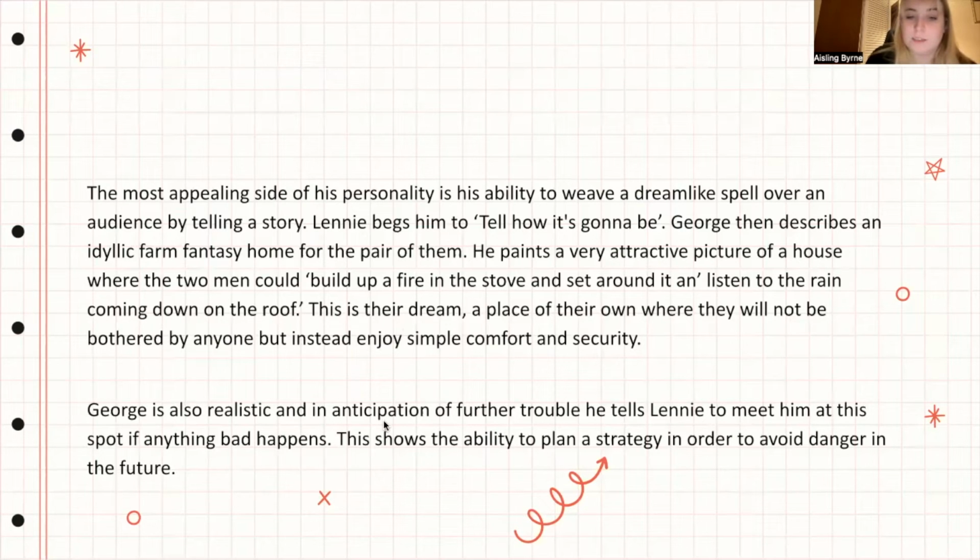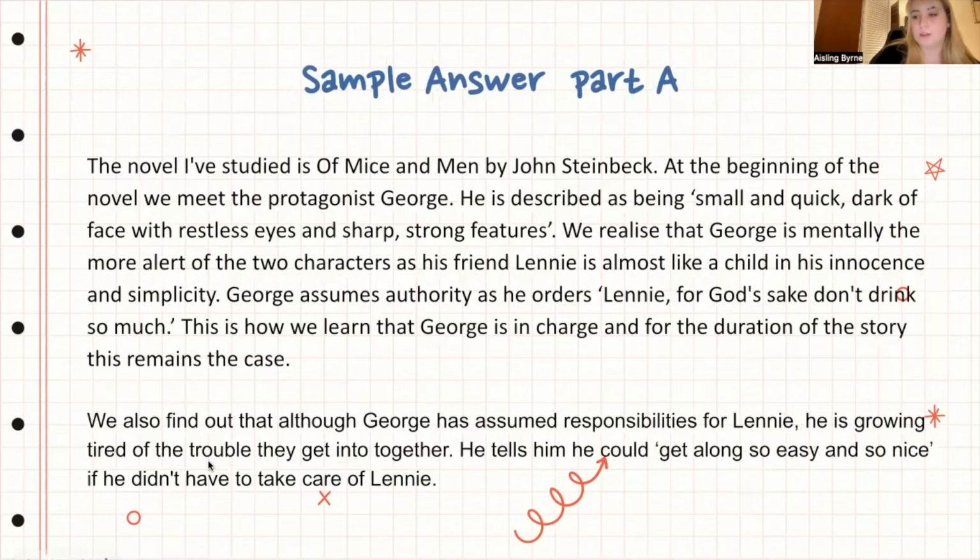George is also realistic, and in anticipation of further trouble, he tells Lenny to meet him at this spot if anything bad happens. This shows the ability to plan a strategy in order to avoid danger in the future. Okay, so that was a sample answer for question A.